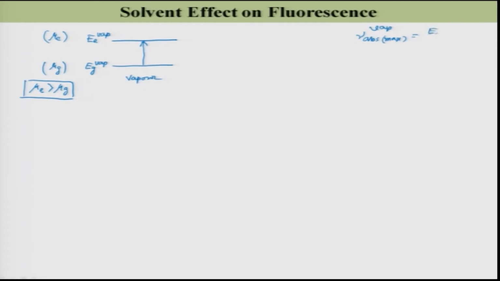E e vap minus Eg vap divided by Planck constant. Okay.